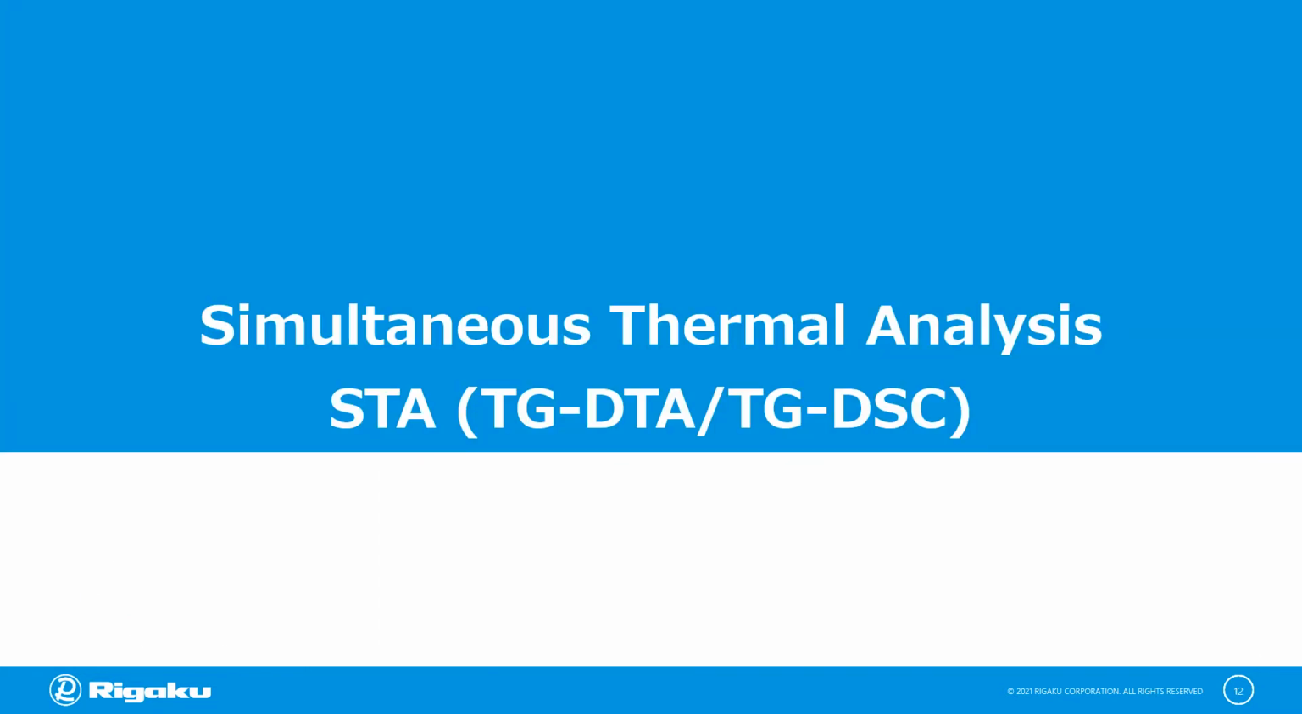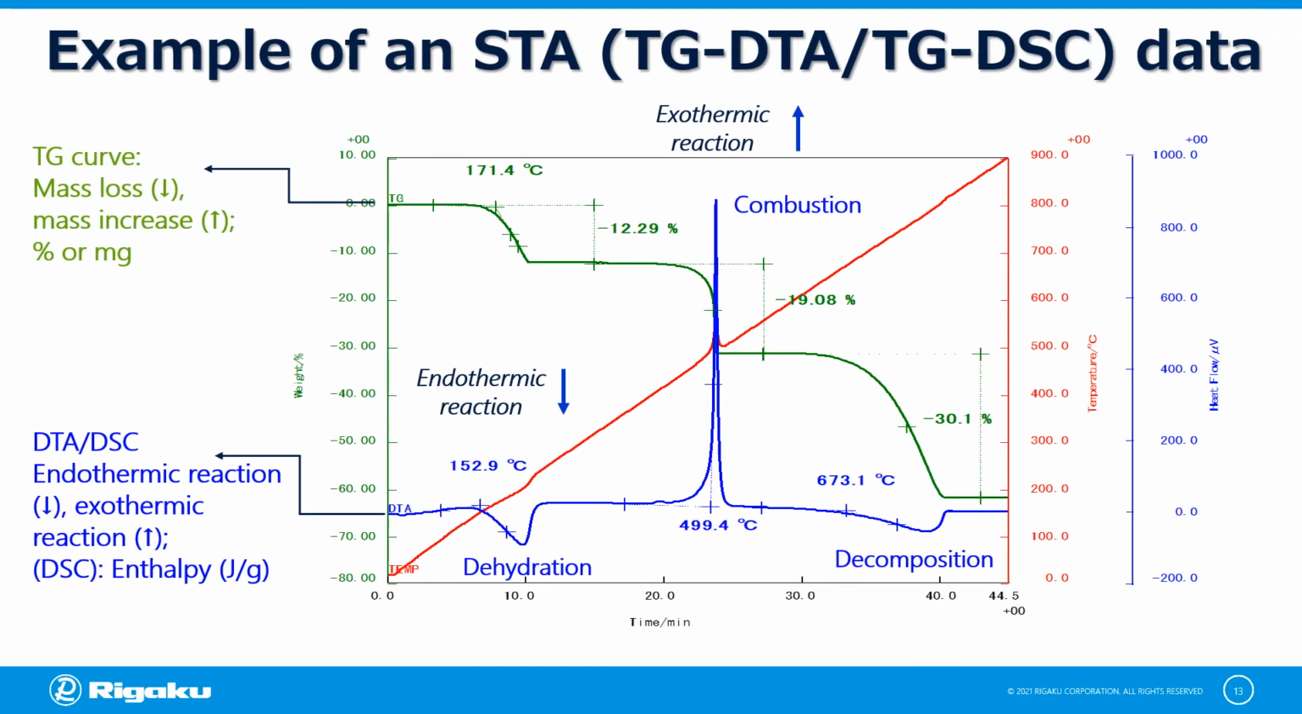From this slide onwards, we will be discussing simultaneous thermal analysis, or STA. The STA technique is a simultaneous method composed of thermogravimetry, or TG, as shown in green curve, which measures the mass change of a material as a function of temperature or time. On the other hand, the differential thermal analysis, or DTA, as shown in blue curve, measures the temperature difference between a sample and the reference material as a function of temperature or time.